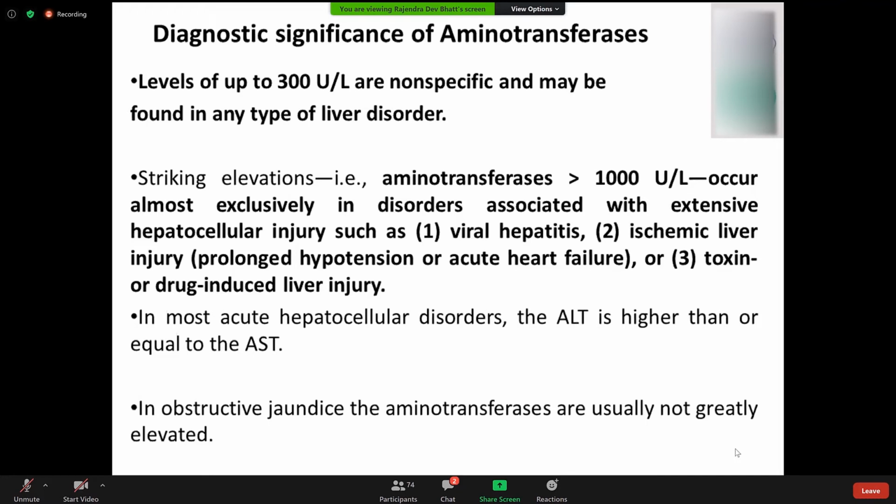Striking elevation of these aminotransferases, such as more than 1,000 international units per liter, occurs almost exclusively in disorders associated with extensive hepatocellular injury, such as viral hepatitis. Yes, if someone has viral hepatitis, the value of these enzymes, especially AST and ALT, is more than 1,000. It's very easy to predict that the patient is suffering from hepatitis or viral hepatitis. And ischemic liver injury, prolonged hypotension or acute heart failure, or toxin or drug-induced liver injury are some conditions related to very high values of AST and ALT.